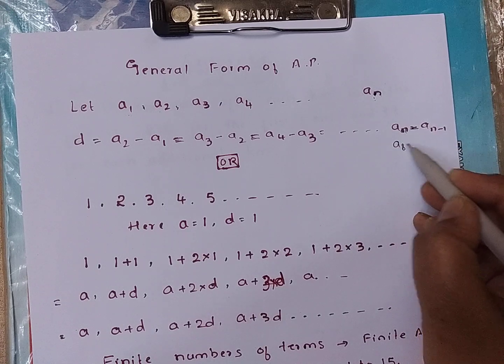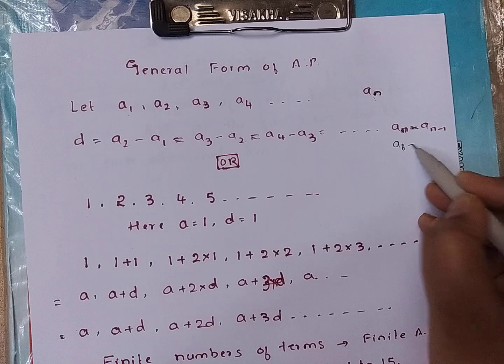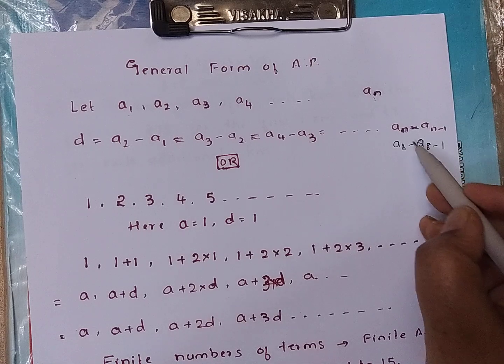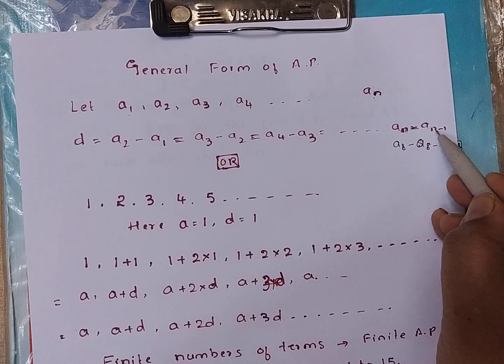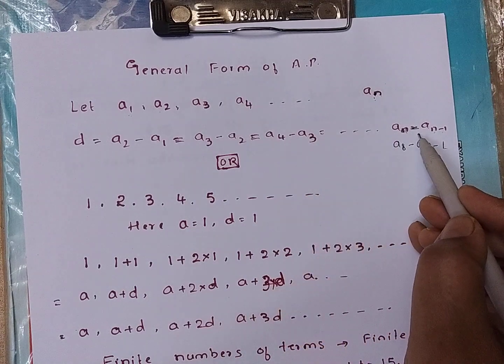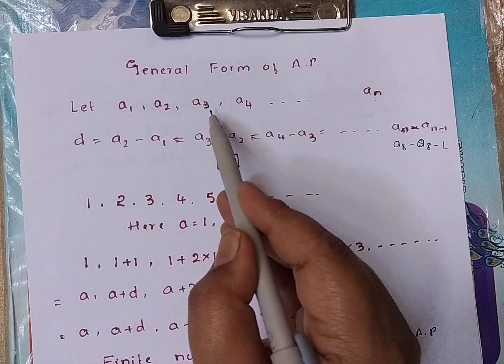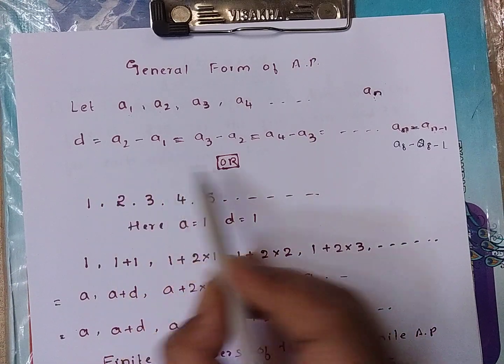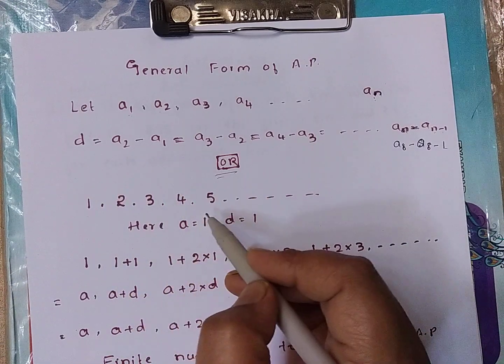Suppose this is the 8th number. How will you write the 7th number? A8 minus A7, that is A8 minus 1. That is AN minus AN minus 1. So this is the general form of an arithmetic progression: A1, A2, A3, A4 up to An, and the difference is A2 minus A1.